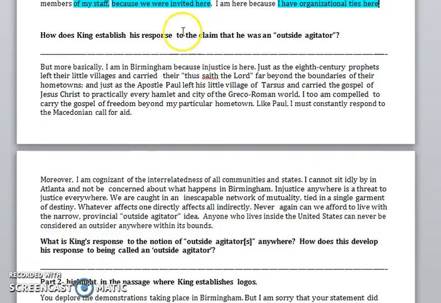So here it says, how does King establish his response to the claim that he was an outside agitator? All right, so we've talked about that up there. Go ahead, you can pause this and write your answer in there.